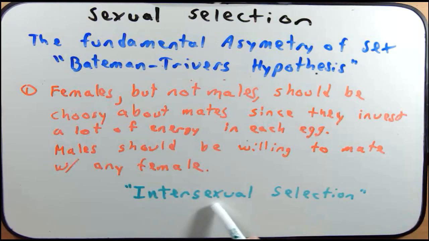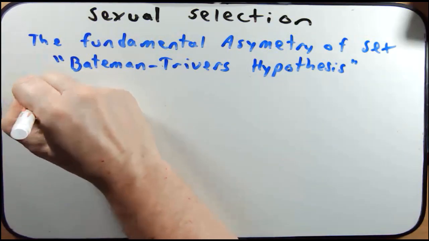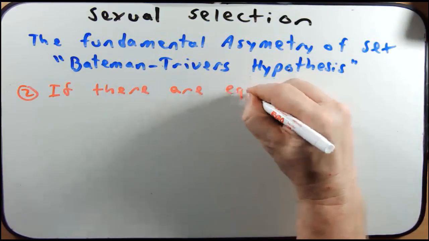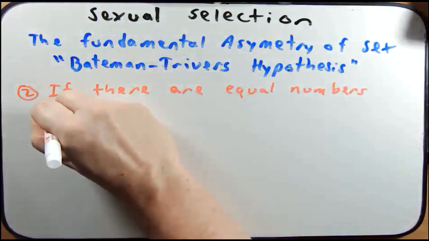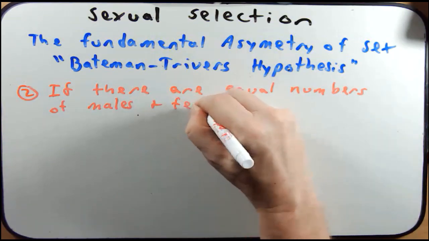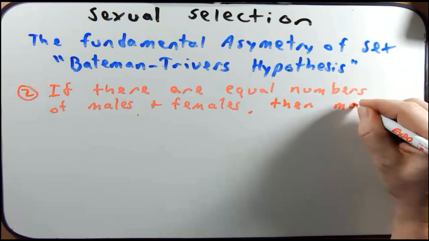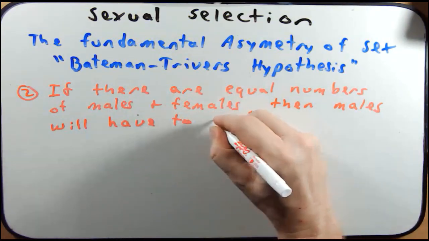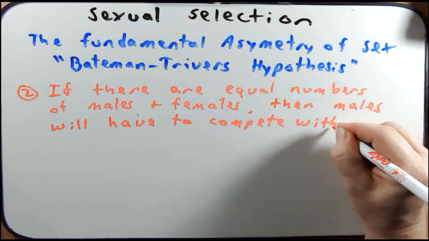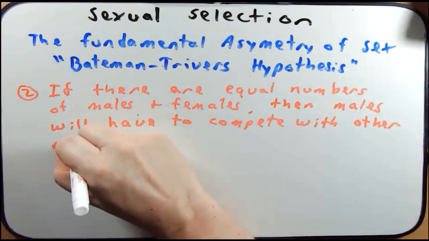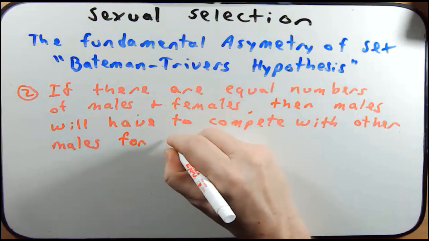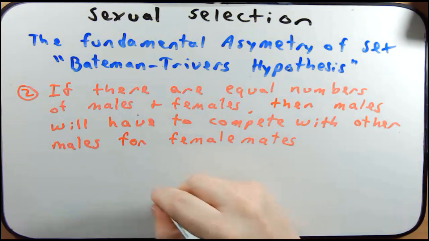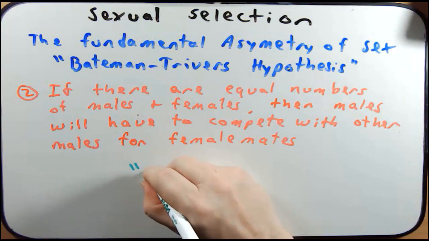So it's called intersexual. The second is if there are equal numbers of males and females, or roughly equal numbers, then males will have to compete with other males for female mates. This is called intrasexual selection.